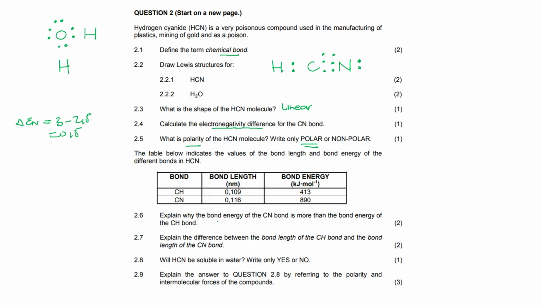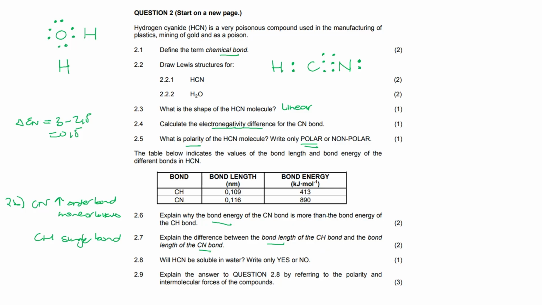2.6. Explain why the bond energy of CN is more than the bond energy of CH. This is because CN has a higher order bond. With a higher order bond, there are more orbitals overlapping than in CH, which is a single bond.